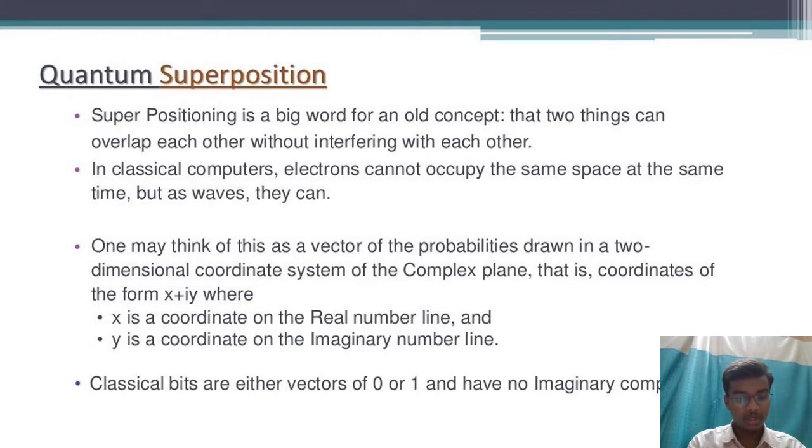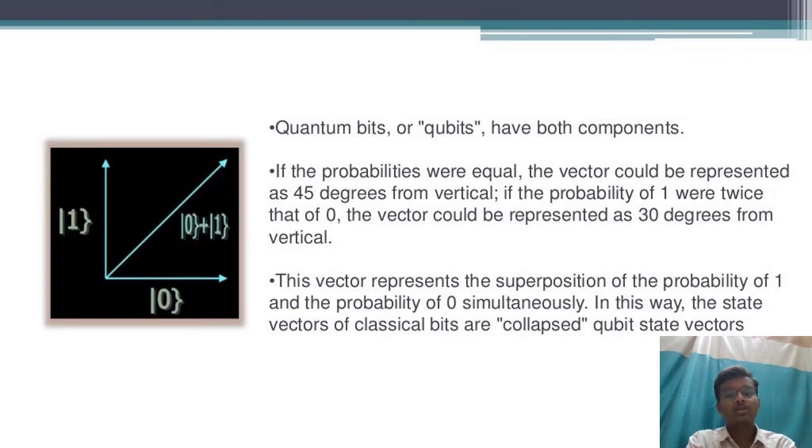Continuing with this example, if a particle can be in state up and down, it can also be in a state where it is an amount of 3i/5 up and an amount of 3/5 down. Quantum bits or qubits have both components. If the probabilities were equal, the vector could be represented at 45 degrees from vertical. If the probability of 1 is that of 0, the vector could be represented as 30 degrees from vertical. This vector represents the superposition of the probability of 1 and the probability of 0 simultaneously. In this way, the state vectors of classical bits are collapsed qubit state vectors.